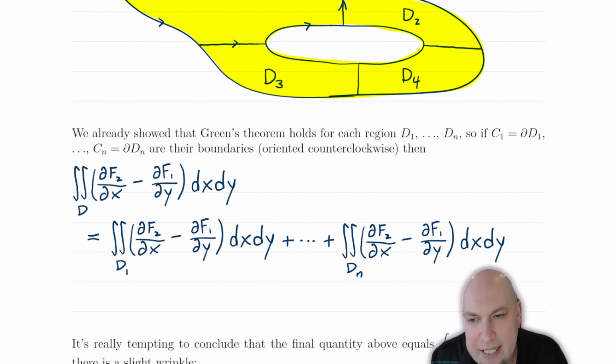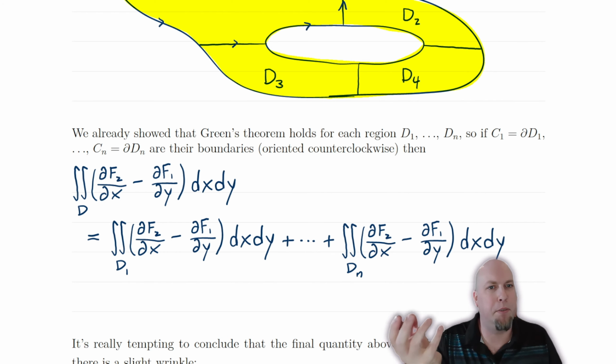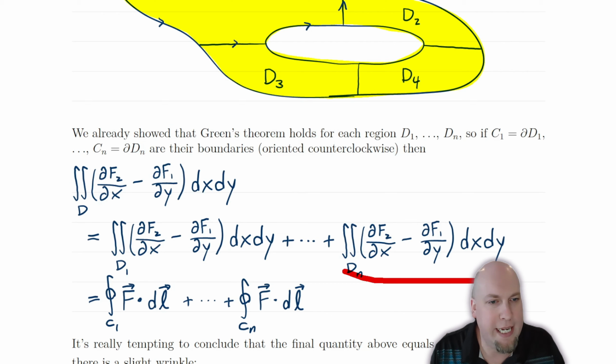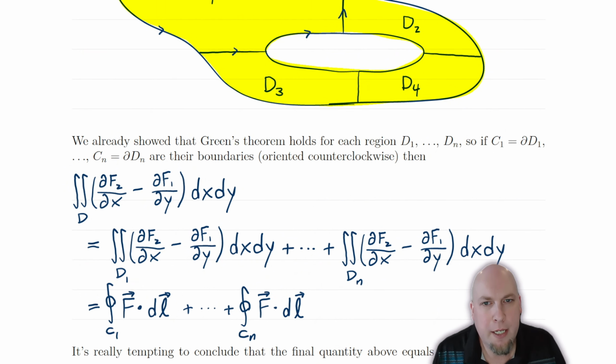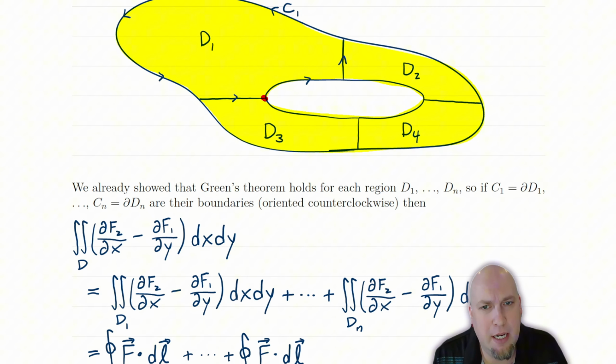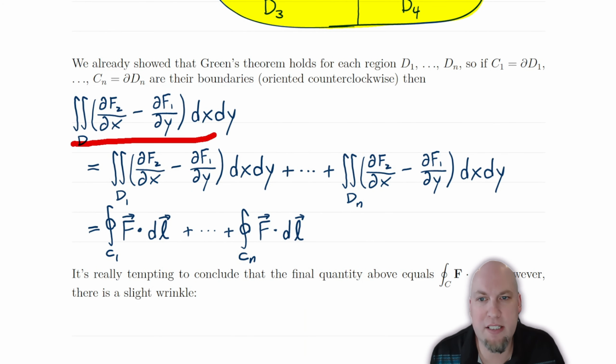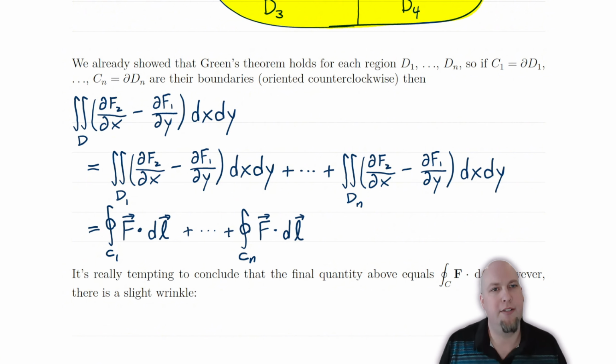Okay, and because these regions, D1 up to Dn, are bisimple, we know from our proof above that each of these smaller double integrals is equal to a vector line integral around the boundary of that smaller region. So for example, if I want to compute the double integral of del f2 by del x minus del f1 by del y on this region D3, I can just do the counterclockwise vector line integral on that region. And same for all four of those regions here. Okay, so this is true. We've already proved this. The double integral over the whole thing is the sum of these vector line integrals.